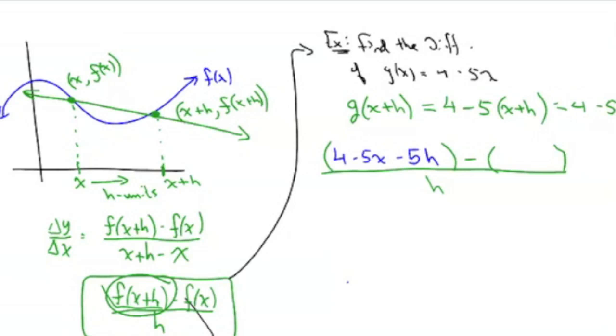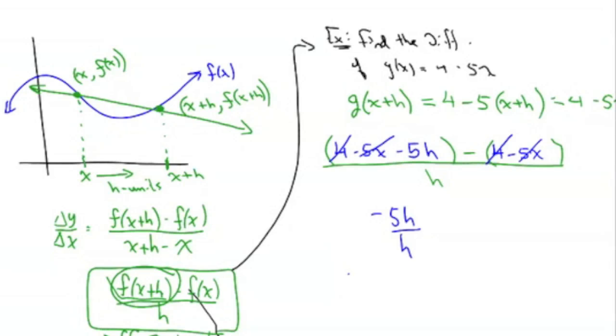That goes in the first spot. What goes in the second spot? 4 minus 5x, the original function, and then it's all divided by h. And then all you have to do is simplify. And it's actually kind of nice. On the left-hand side, the left piece has a 4, the right piece is going to have a negative 4. Those are going to cancel. The left piece has a negative 5x, the right piece is eventually going to have a positive 5x. They're going to cancel. So all we're left with is negative 5h divided by h.